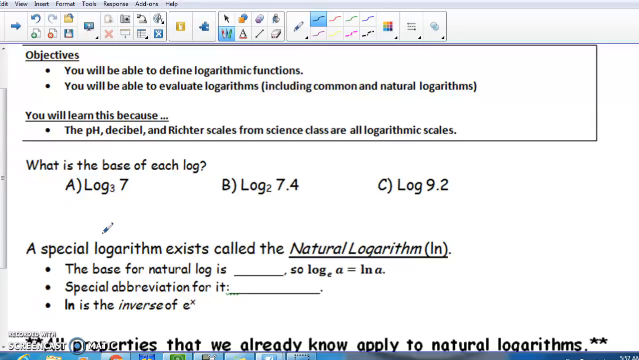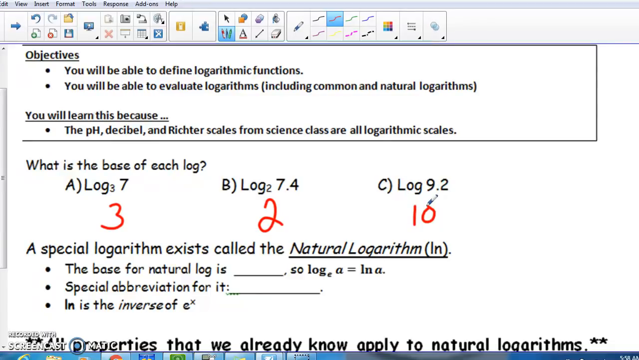So what is the base of each log? Hopefully you can look at A there and know that this is base 3. Hopefully you can look at B and know that it's base 2. And think about C for a second. When there's no visible base, like those are the kind that our calculator uses, what base did we set? Hopefully you remember that this is base 10. Now, those are the logs we've been dealing with for the past week and a half.